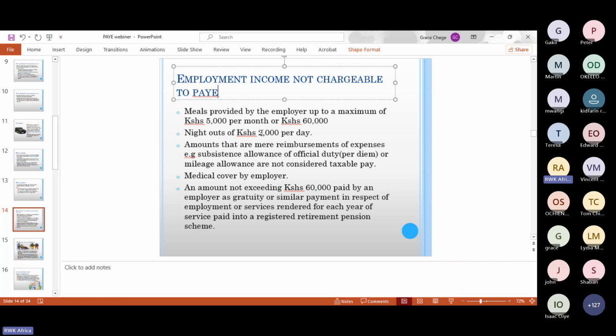Night outs of 2,000 Kenya shillings per day is also not chargeable to tax. Any amounts that are mere reimbursements of expenses, e.g. subsistence allowance for official duty, otherwise known as per diem, or mileage allowances are not considered as taxable pay. Medical covers paid for by employer are also not taxable. An amount not exceeding 60,000 Kenya shillings that is paid by an employer as gratuity or similar payments in respect of employment or services that have been rendered for each year of service and is paid to a registered retirement pension scheme, then is not chargeable to tax. So any amount that is below 60,000 Kenya shillings in relation to gratuity is not chargeable to tax.